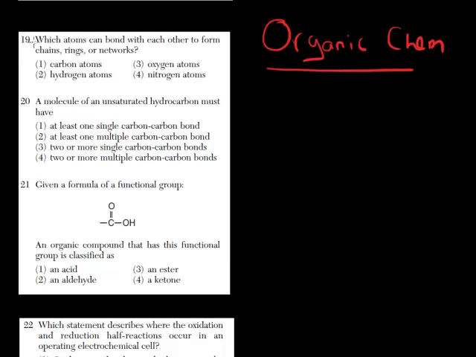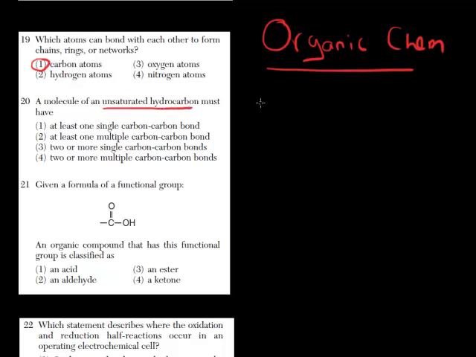We hit questions 19, 20, and 21, and we enter into the area of organic chemistry. In organic chemistry, of course, we're studying the structures of carbon-containing compounds, and the first question jumps right in. Which atoms can bond with each other to form chains, rings, or networks? Well, that's all about carbon. And just recognizing that we've entered the organic chemistry part of the test is enough, and you should easily spot carbon as your answer. Number 20, a molecule of an unsaturated hydrocarbon must have.